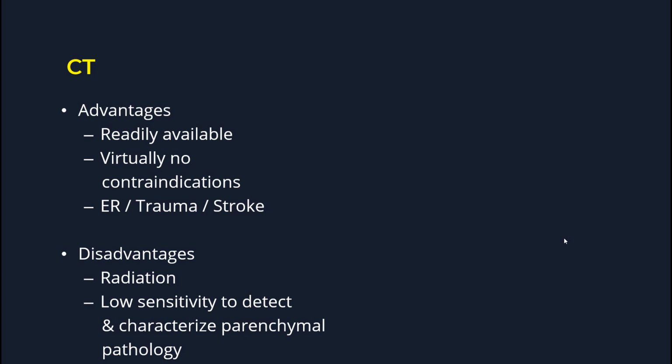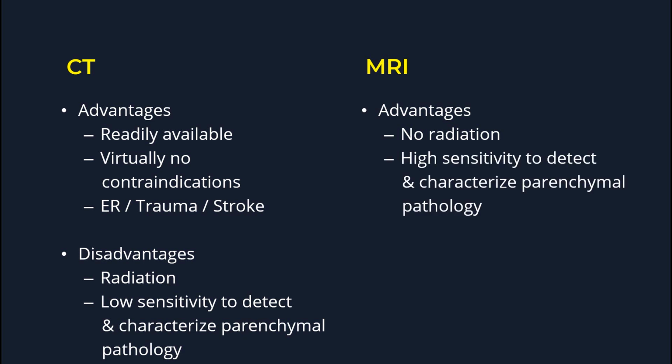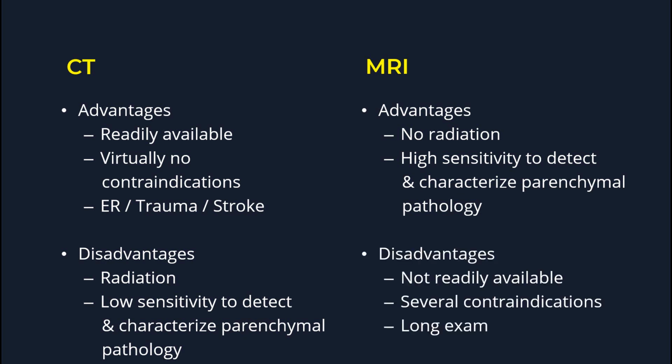Just as a brief overview, this will be described in other lectures, but we saw that edema associated with infarcts, edema associated with old infarcts, and edema associated with acute hemorrhage all look the same. So other modalities may help characterize this better. We're particularly talking about MRI. So advantages of MRI include the fact that it uses no radiation and that it has high sensitivity to detect and characterize parenchymal pathology. MRI, on the other hand, is not readily available. It has several contraindications and is a very long exam. So basically, CT and MR advantages and disadvantages are opposite to each other.